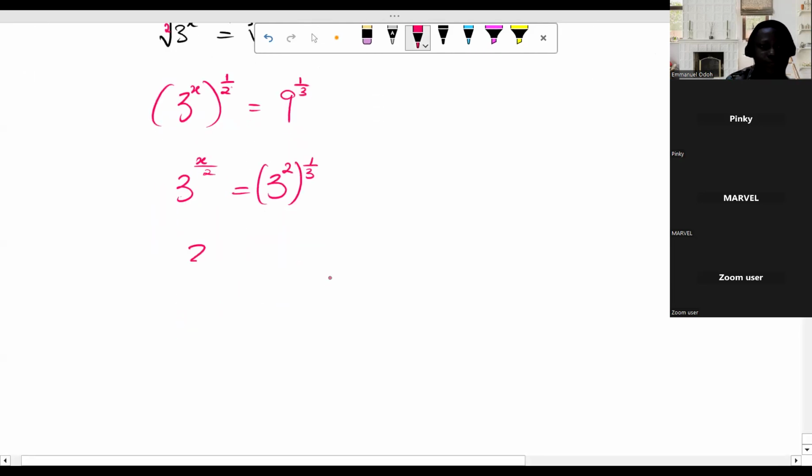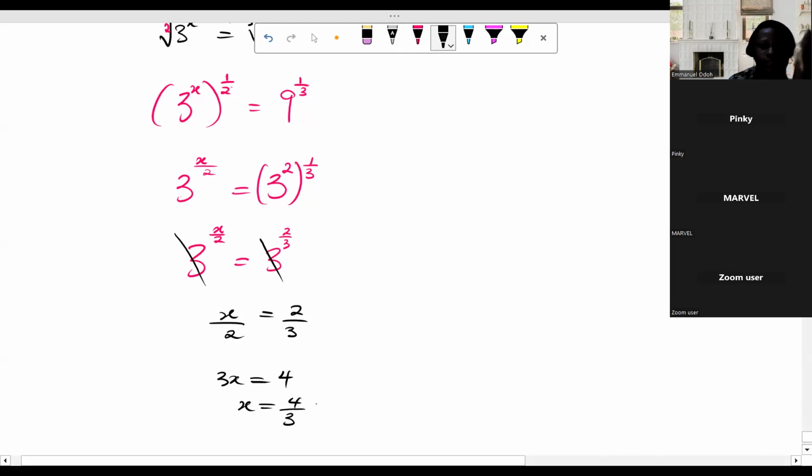So the next thing, we have 3 to the power of x/2 is equal to, so let's multiply 2 times 1/3, we have 2/3. So we can cancel the bases. We'll be left with x/2 is equal to 2/3. So let's cross multiply. x times 3 is 3x, and 2 times 2 is 4. So x will be 4 divided by 4/3, because one whole number is 1/3. So that is the solution to that, x equals 1/3.